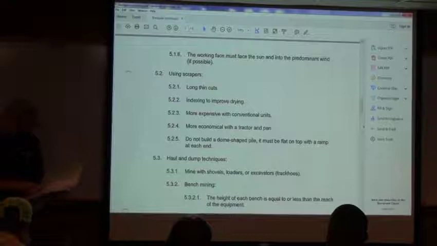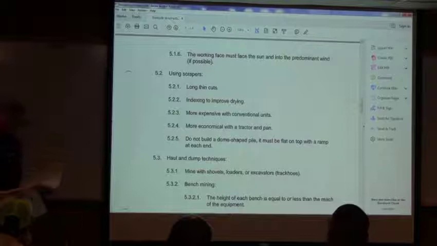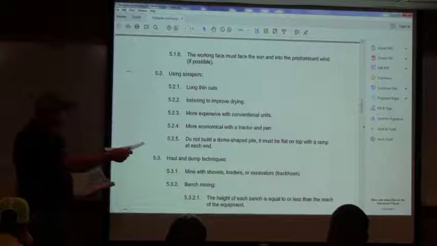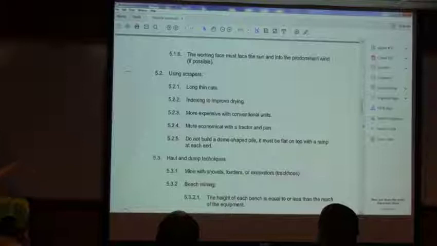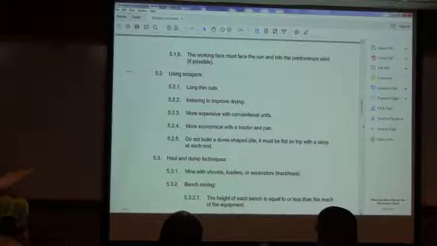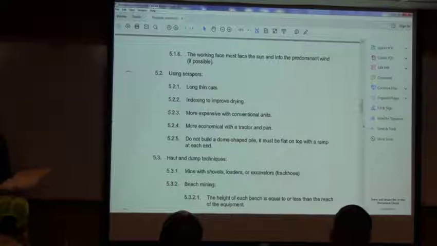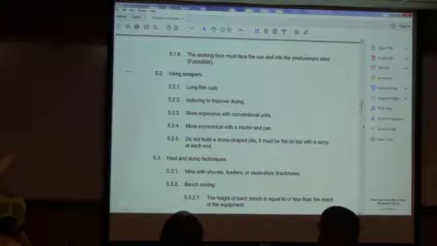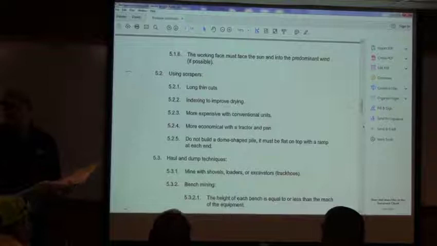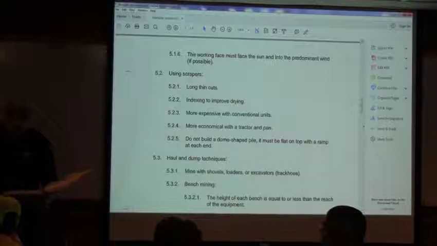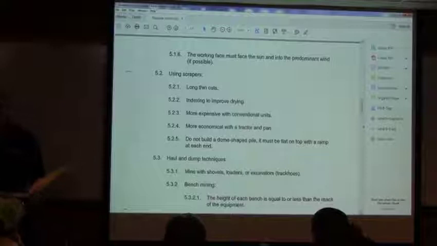And I jumped down to 5.25 here: do not build a dome-shaped pile. It must be flat on top with a ramp at each end. Mike Bickers said that. Why do you think he said that? Because he didn't want to see this. At the time he wrote it, people were building this. Instead of just a slight crown in the middle, they were really doing this, and they were throwing their percentages off. From a consistency and a percentage standpoint, you get your percentages way off. It's almost like airplaning in reverse. You're messing yourself up when you're building it rather than when you're grabbing it. Maybe it was compensated for. There you go. Well, that's possible. Nothing like thinking outside the box.